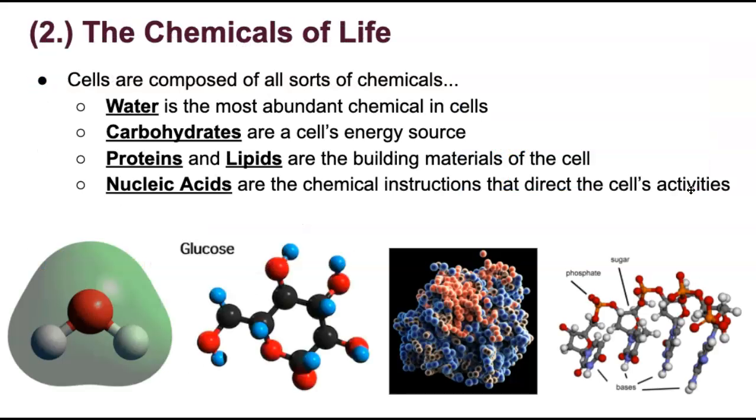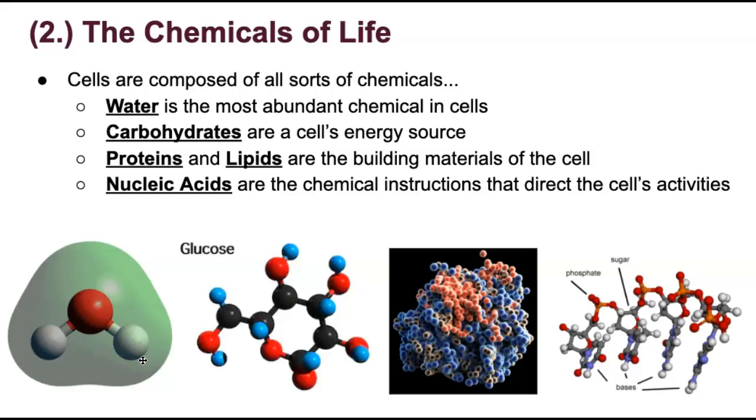Like we said on the second slide, all cells are composed of similar chemicals. Water is the most abundant chemical that we're going to find inside of cells. It's also the simplest molecule. You'll notice it's right here. There is one oxygen atom and there are 2 hydrogen atoms, H2O. That's all that water is.